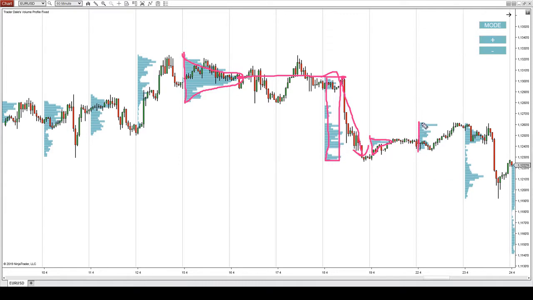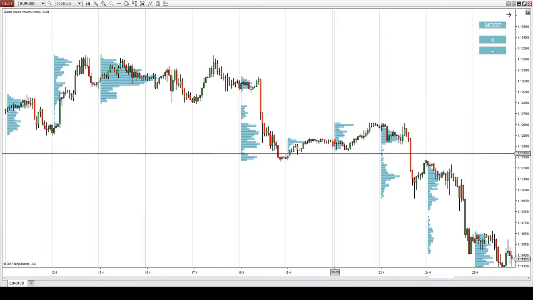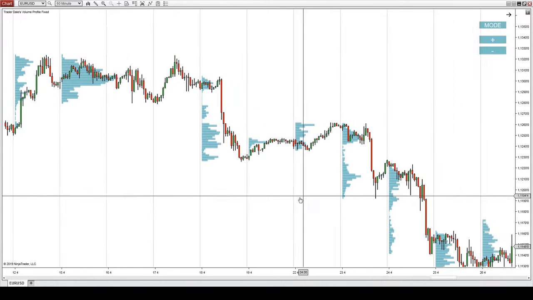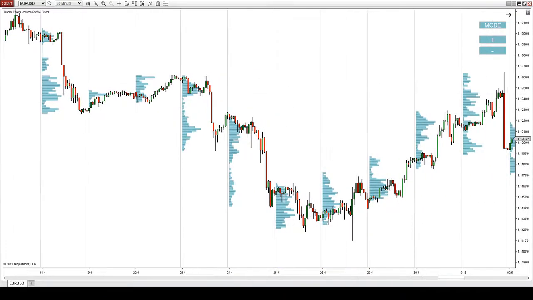This is sort of a weird looking profile. I don't really know how to classify this one. The range is just too small, so not really any information in here. Afterwards, the price goes into a selling activity. There's a thin profile, another thin profile.